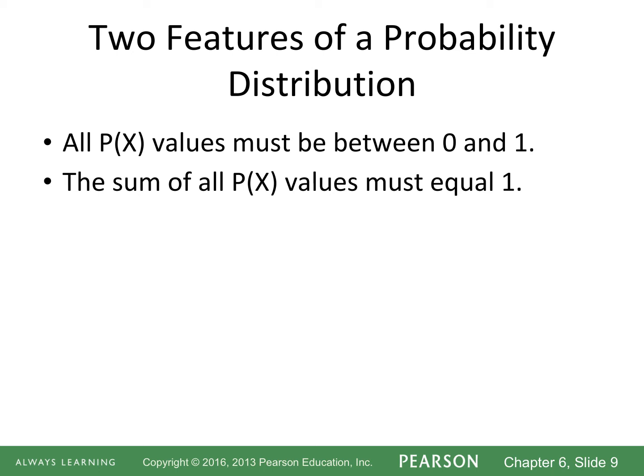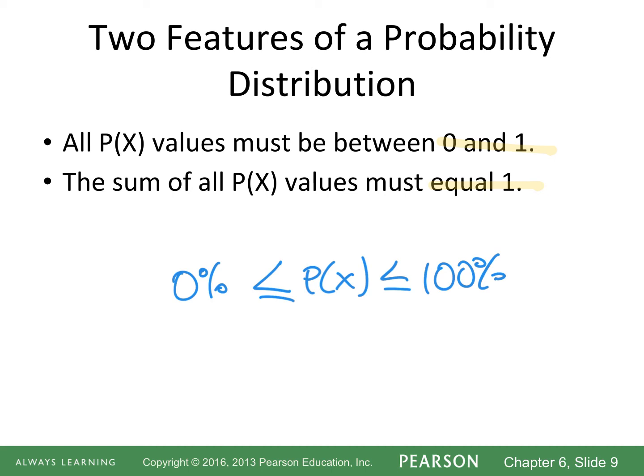There are 2 features of a probability distribution, which is basically the same thing we went over in chapter 5. First, all probability values must be between 0 and 1. And the second is that the sum of all probability values must equal 1. So remember when we talked about chapter 5, probabilities can only be from 0% to 100%. There's only 100% of something likely to happen. It's not going to be beyond that.